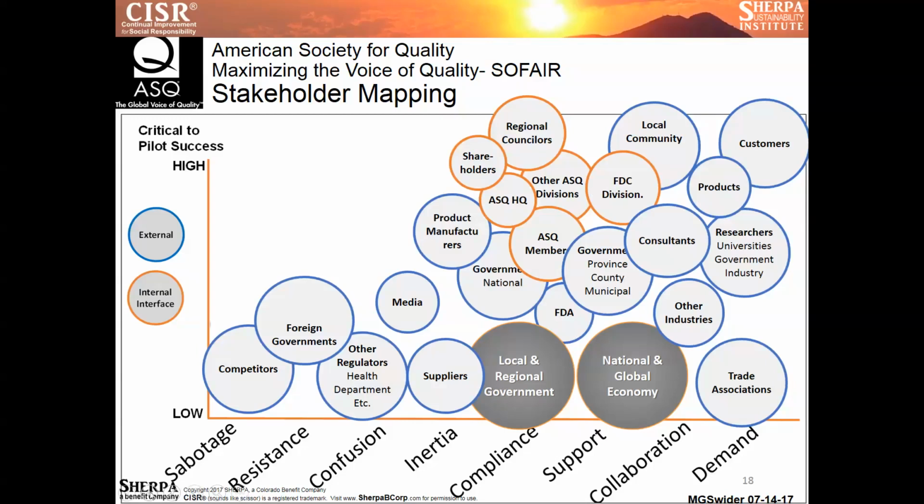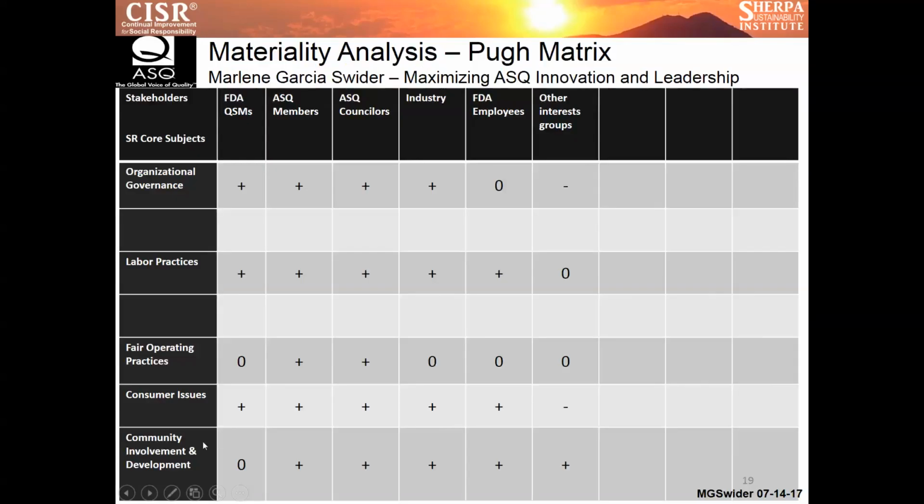What I learned from this, there is another one here, the Pews matrix. This is a new one for me as well. If you see this matrix, you have the stakeholders that you identify at the top, the categories. In this case, they were the quality managers of FDA, the members of ASQ, the councils, industry, FDA employees and others. You can keep filling out there.